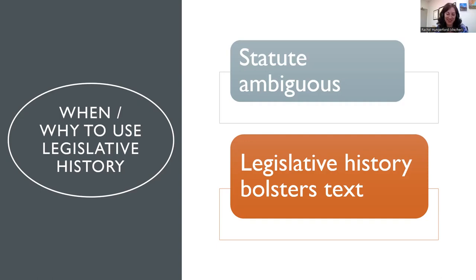Exactly. In terms of using legislative history to bolster the text, I would say this is where maybe you have something shy of what you would call an actual ambiguity, but your analysis is a little shaky. Your text, you don't have a lot to go off of in your contextual analysis, and then the legislative history just sort of confirms what you're already trying to say. It can be powerful there too, right?